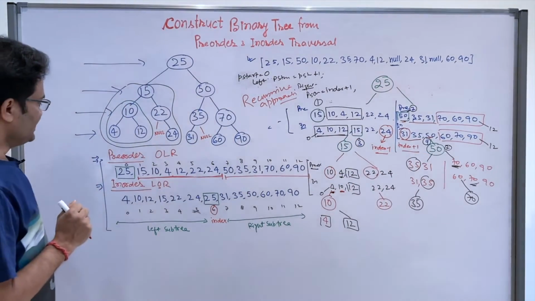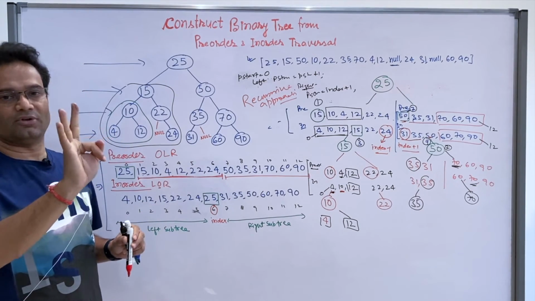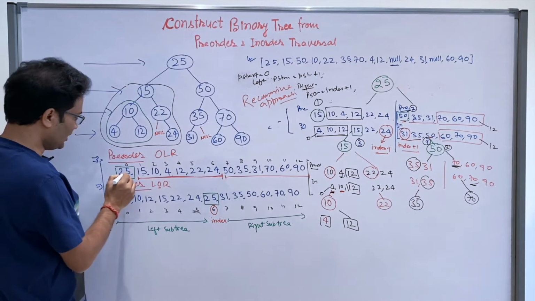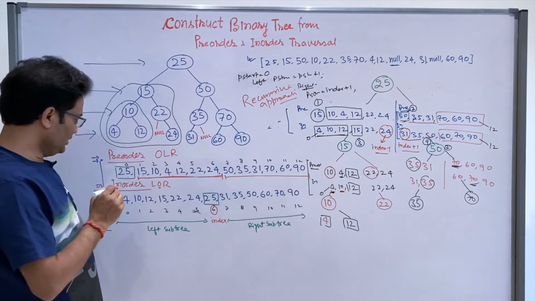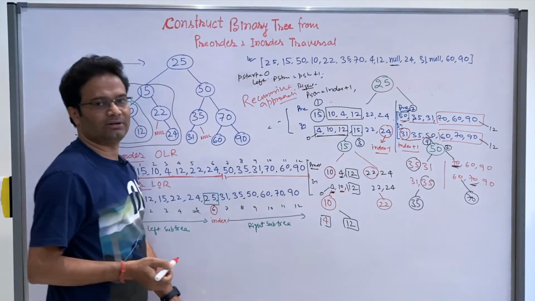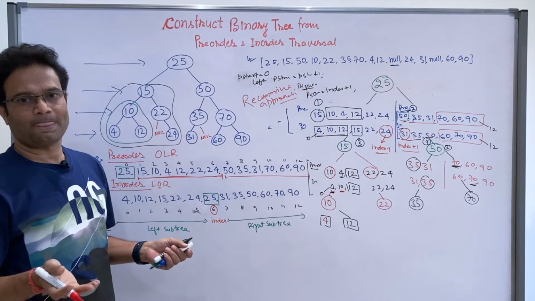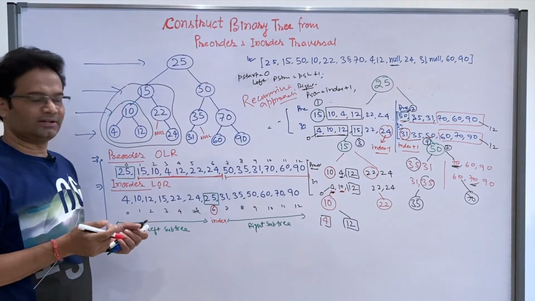So I mean to say that when you do the recursive, we need only the 3 information. What is the information? What is the starting of the pre-order? What is the starting of the in-order? And what is the ending of the in-order? The 3 information we can take, and our job is done, right? So how will you do that?